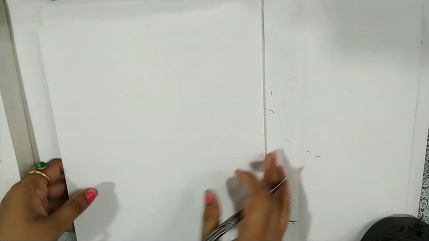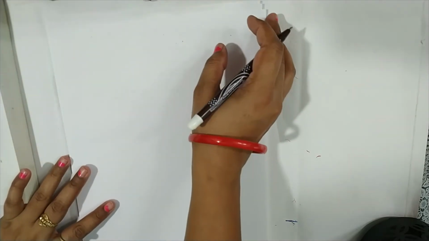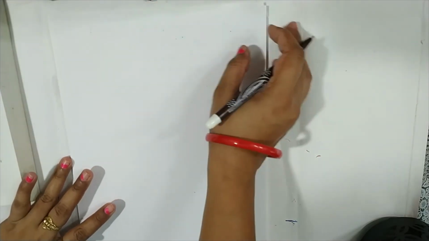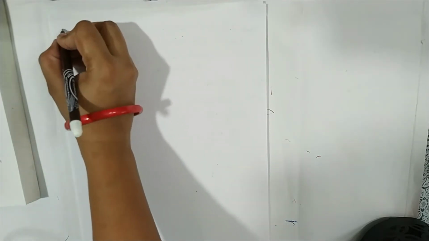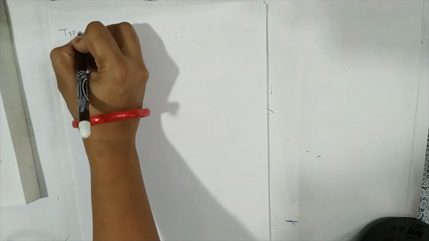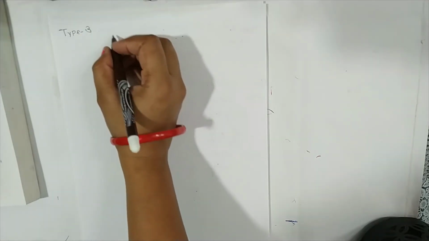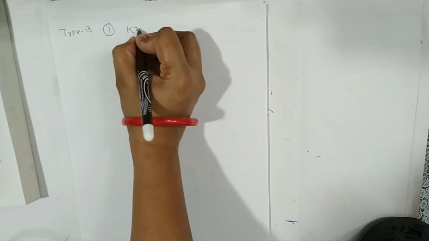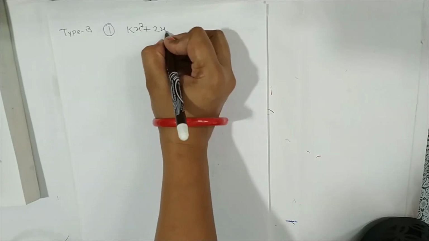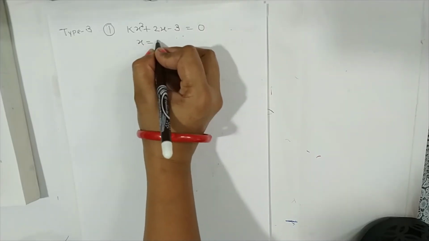Now the third type of question is on determining an unknown involved in a quadratic equation when its roots are given. So we have to find the value of the unknown, that is called k. Suppose the first question is given: kx square plus 2x minus 3 is equal to 0, where x is equal to 2.